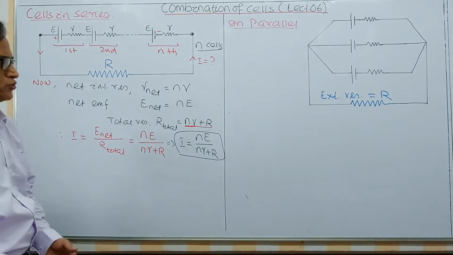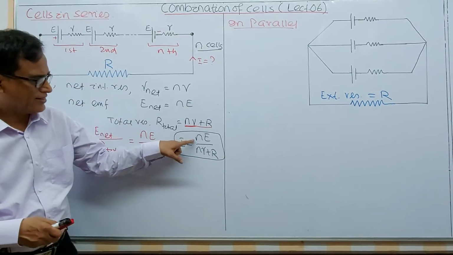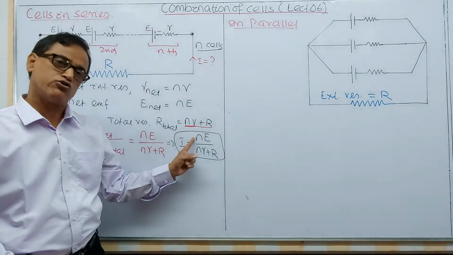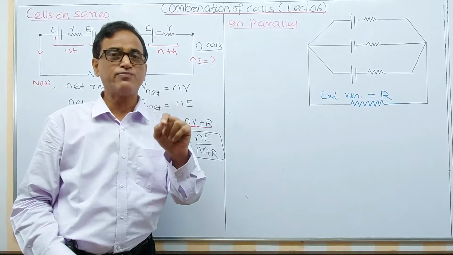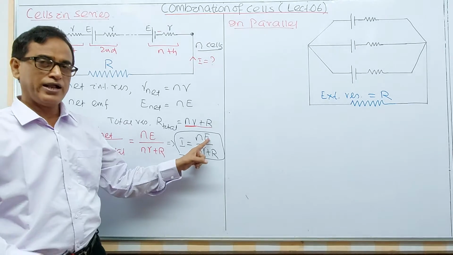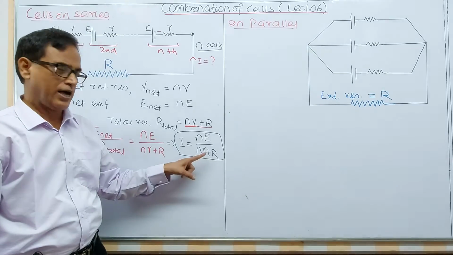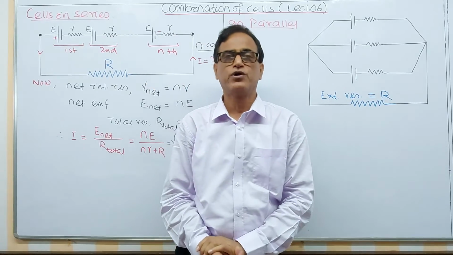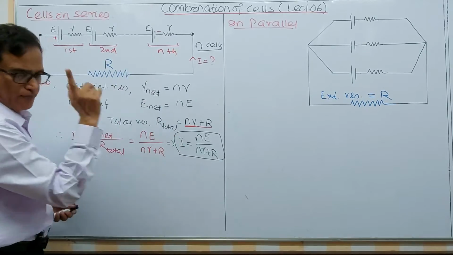Now, see the formula. If n number of cells, say 5 cells, are connected, you put n equal to 5. Each of EMF E, if each is a 1.5 volt battery, put E as 1.5 volt. And the internal resistance of each cell is r, then the total internal resistance will be n r, and R is the external resistance connected in the circuit whose value will be given to you, and you will be asked a question to find the current in the circuit. This is the formula for current.